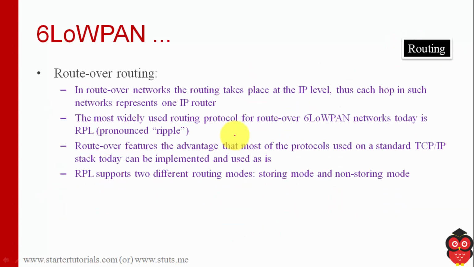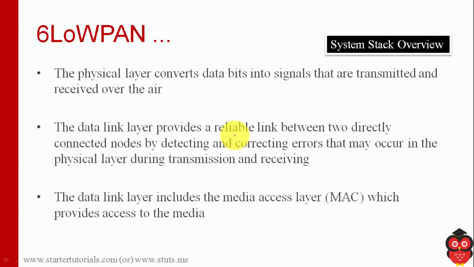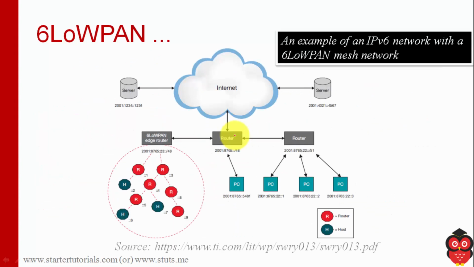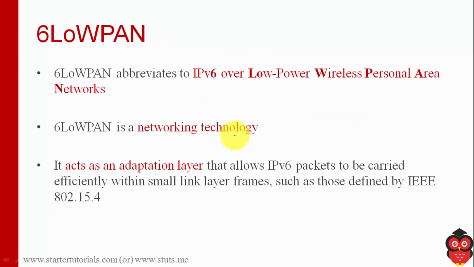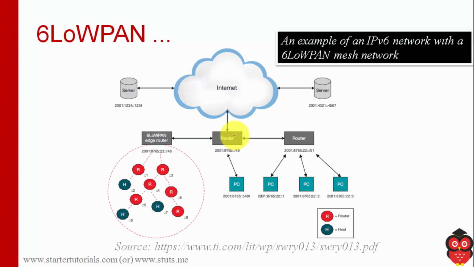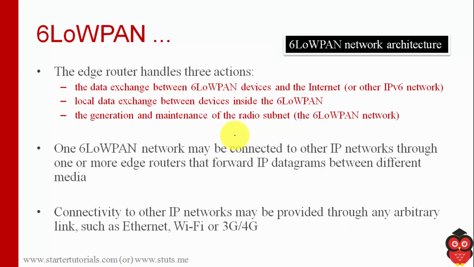So let's quickly review what we have seen. We started from here. We have seen the abbreviation, and we have seen that it is a networking technology, and that it provides an adaptation layer for conversion between IPv6 and IEEE 802.15.4. And then we have seen the architecture, and some points about the architecture, and the responsibilities of the edge router.